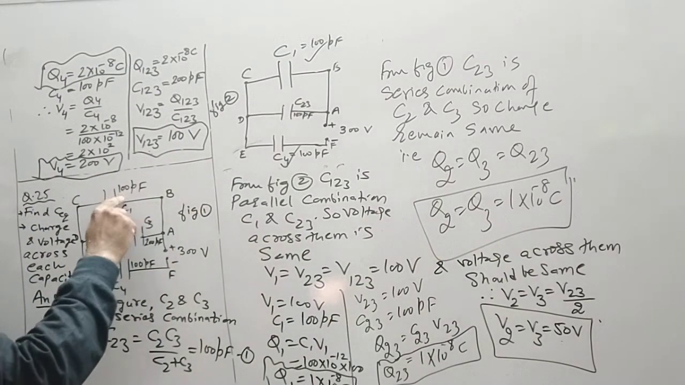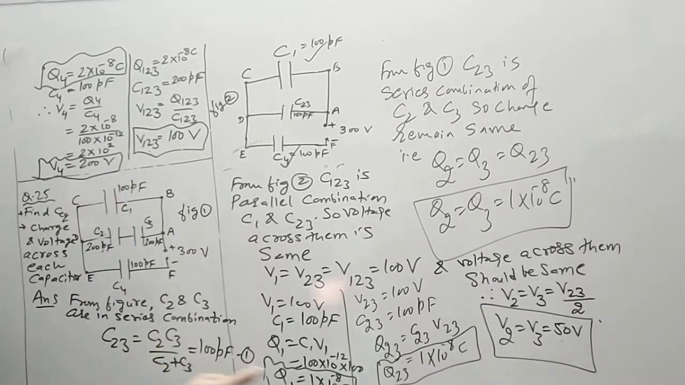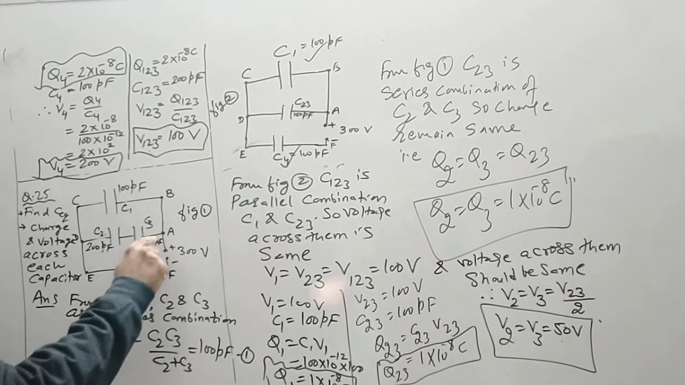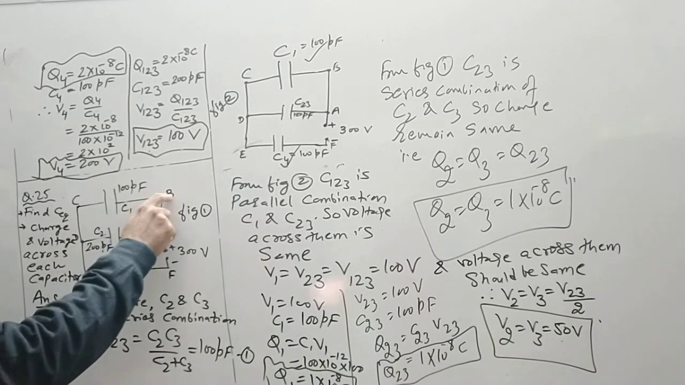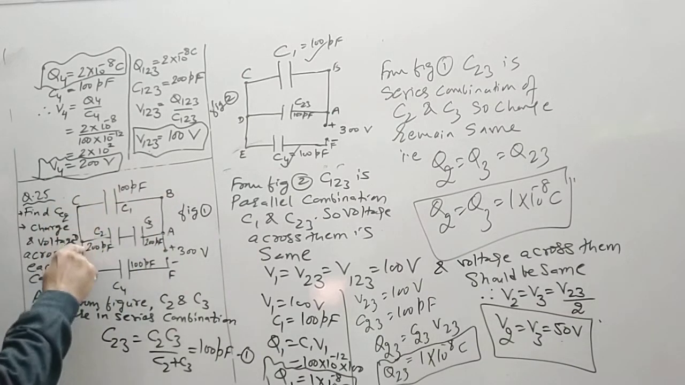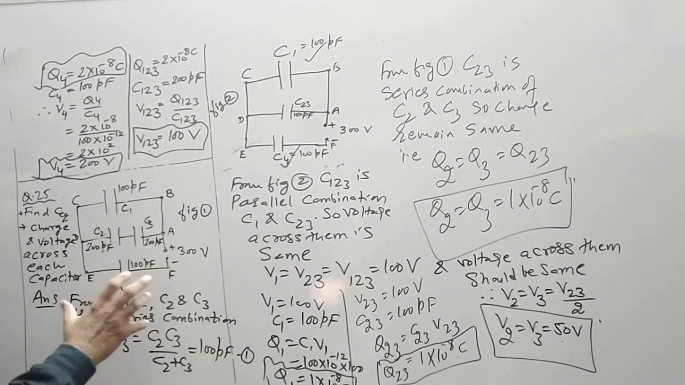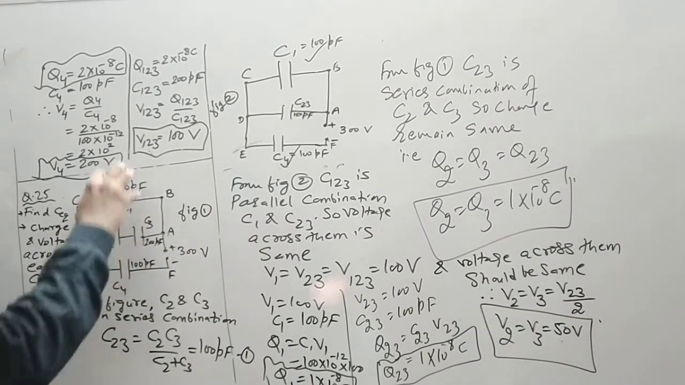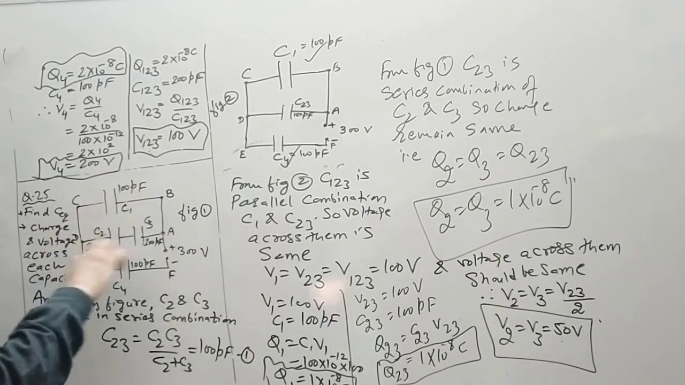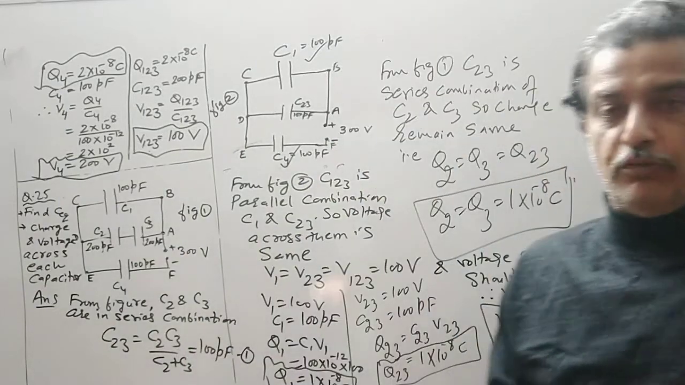So remaining 1 into 10 raised to minus 8 goes to C1. So Q1 is this. Out of 2, 1 goes to this side, 1 goes to this side. Then we will see the 1 comes to this side, 1 comes to this side. Total should be same. So total is 1, 1, 2, and then it also comes out to be 2. That is the law of conservation of charge.